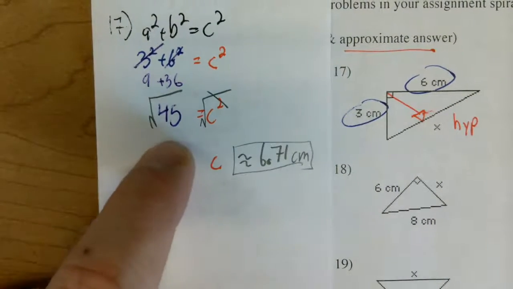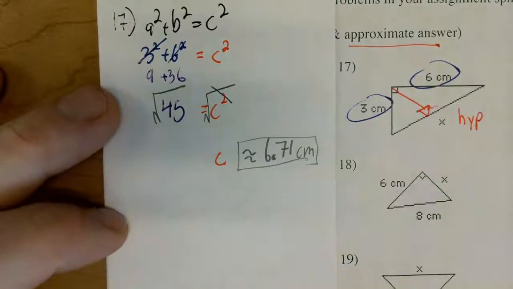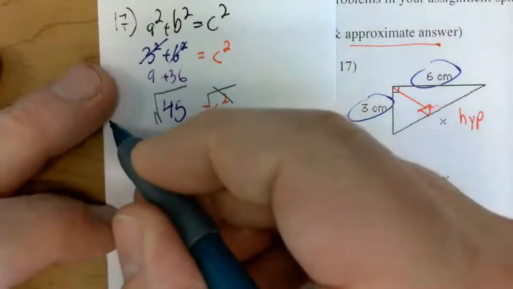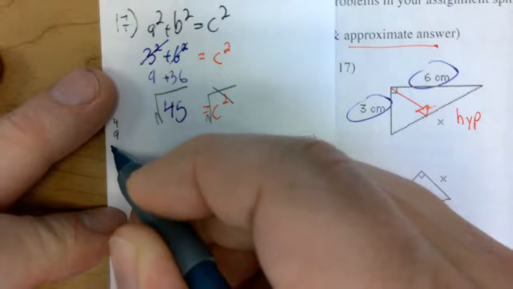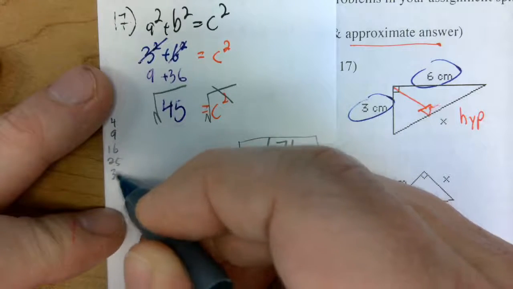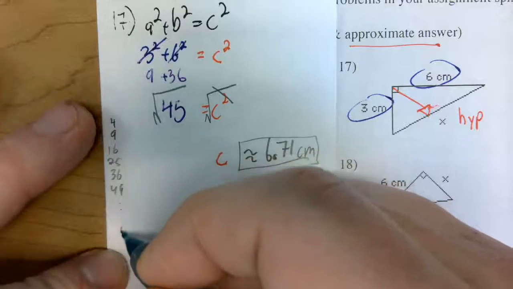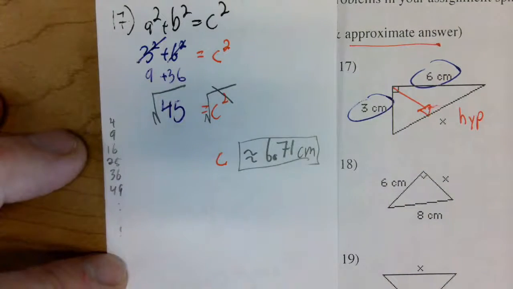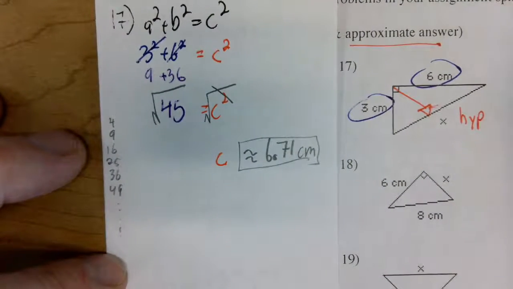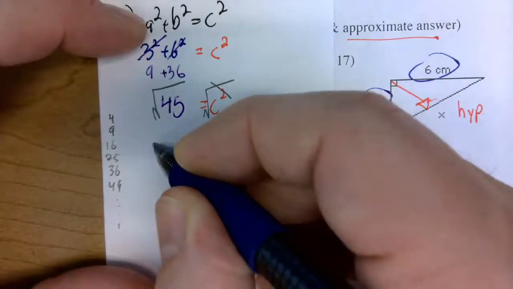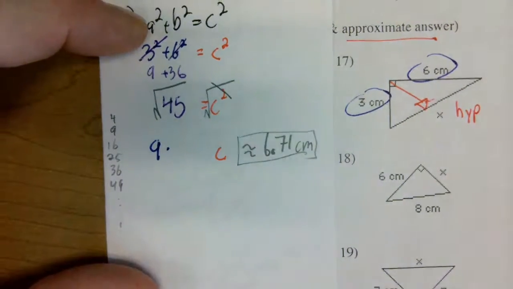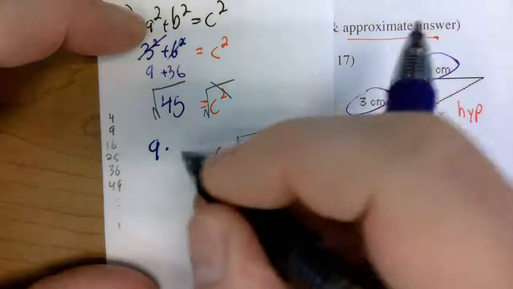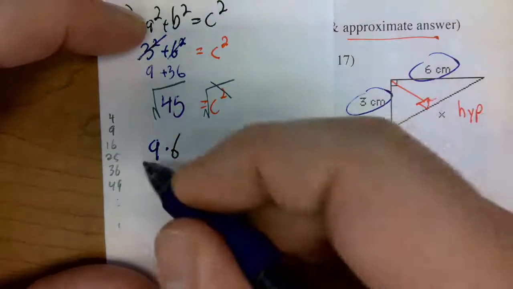That's where we're going to find the perfect squares that go into 45, where again we talk about going down that list, just like we've done before. Can 4 go into it? Can 9 go into it? 16, 25, 36, 49, and so on. Find the largest perfect square that can go in there. So since that would be 9 times 6, 9 times 6, all underneath the square root.